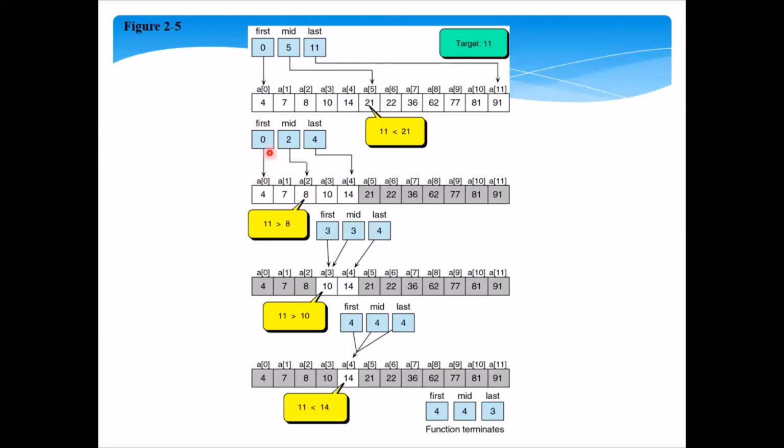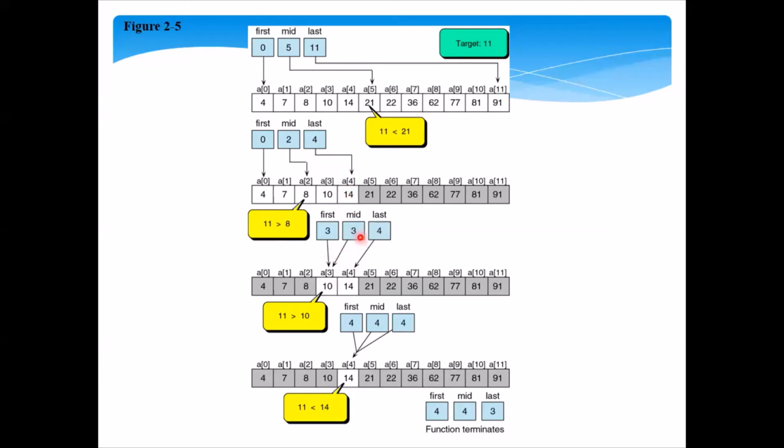So how are we going to change the position of the first again? First equals mid plus 1. Okay, so that means the first is pointed at position 3. Also, our last is at position 4, the same thing as from the previous simulation.